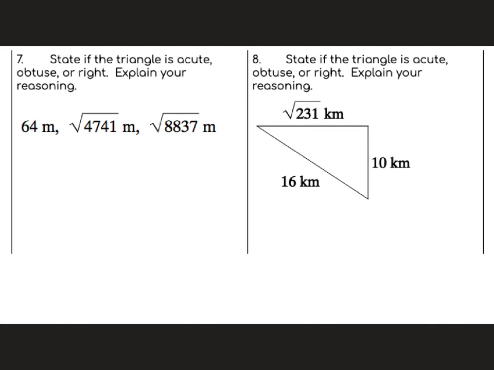State if the triangle is acute. That means c squared is less than a squared plus b squared. Obtuse, c squared is bigger than. Or right, c squared equals. I know that's how you guys think about it, so that's okay. You could also think of it as the big guy squared compared to the other two.